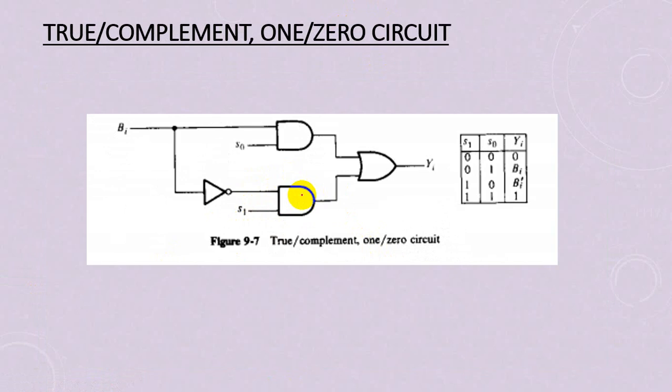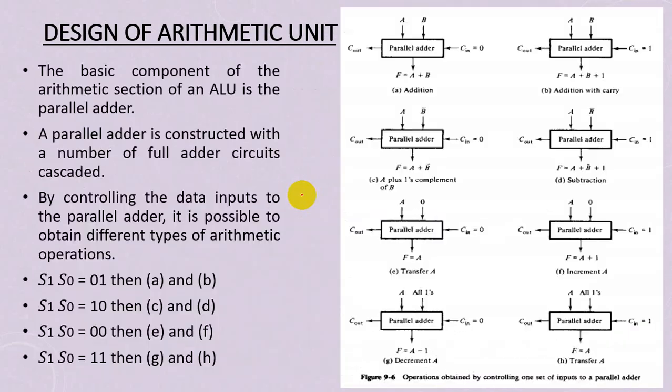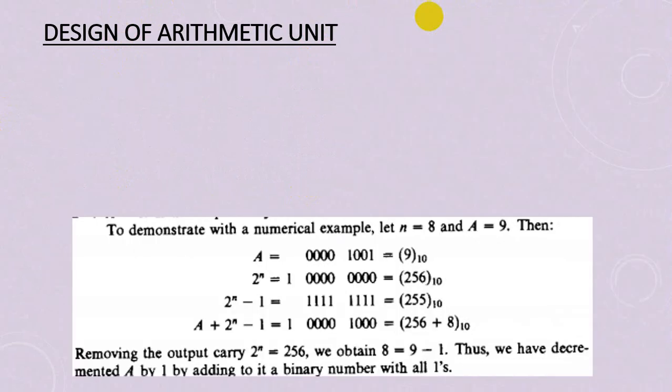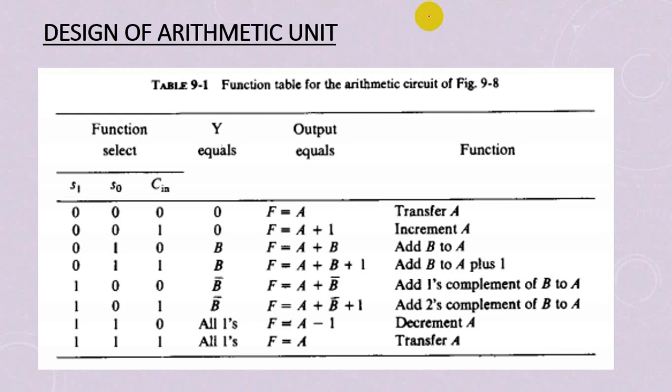What does this circuit do? There are 2 inputs, A and B. In the arithmetic unit design, we did not modify input A, we only modified input B. By modifying input B, we have got 8 different arithmetic operations. This is the modification of input B, and we call it Y.